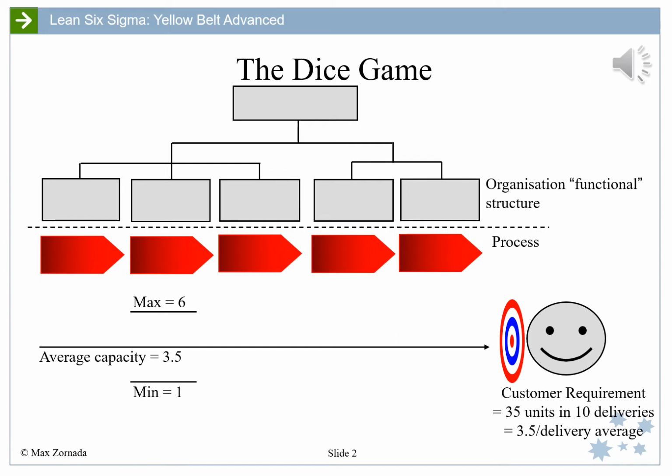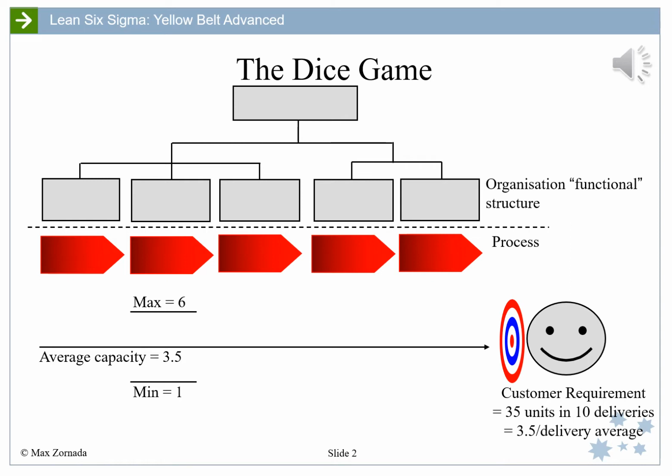And so during the first round, we're going to have set up a process that has an average capacity of 3.5, which is what the customer wants on average. But there's going to be variation in the process that ranges from a minimum of 1 to a maximum of 6. So for example, on some days there may be people away, on sick leave or annual leave, and so that capacity is not available to you. In addition, you might have people tied up reworking things that went wrong from the previous day's work, and again that takes away your capacity.